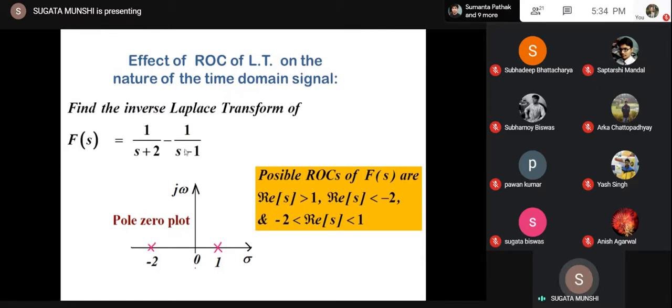Therefore, because nothing is mentioned about the ROC for which you have to find out the inverse Laplace transform, your duty becomes to find out the inverse Laplace transform for all possible ROCs. Write it down, then I'll proceed.